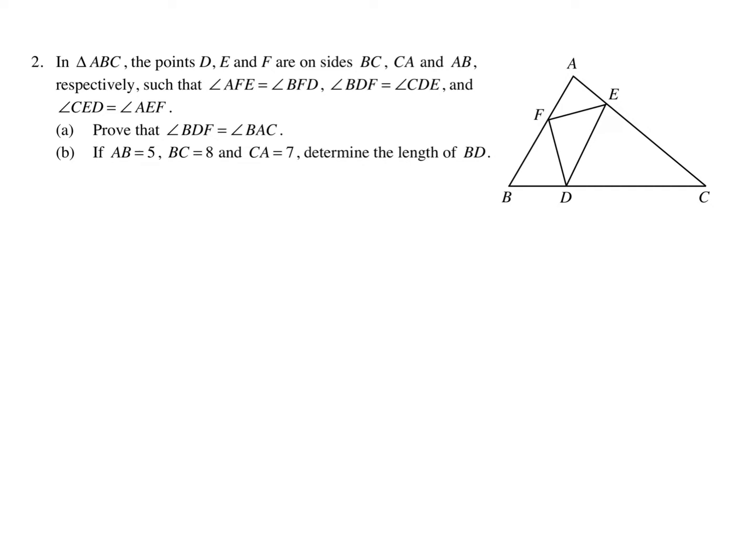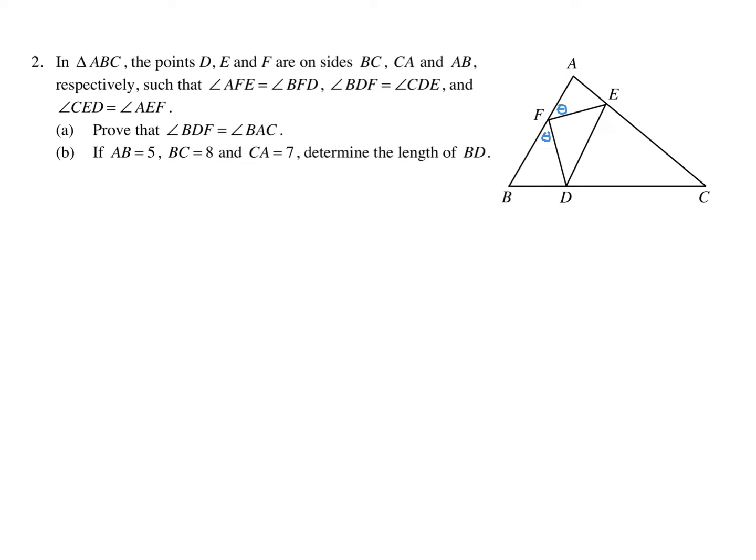Okay, so obviously we need to label this. So AFE, I'll call theta, or whatever you want to call it. It doesn't really matter whatever symbols you want to use. I'll just call it theta. And they're saying that's equal to BFD. So where's BFD? BFD is right here. So that's theta also. That takes care of that.